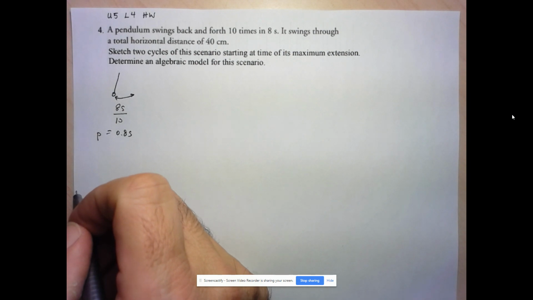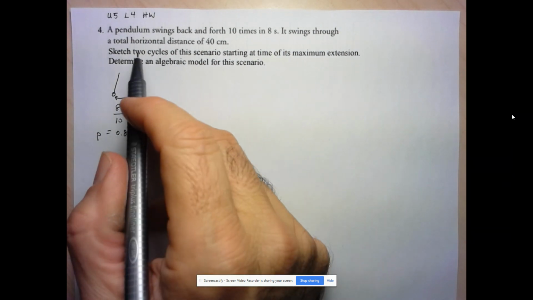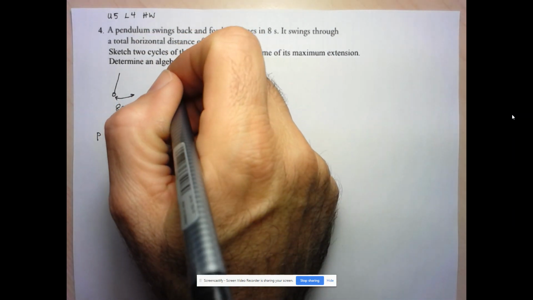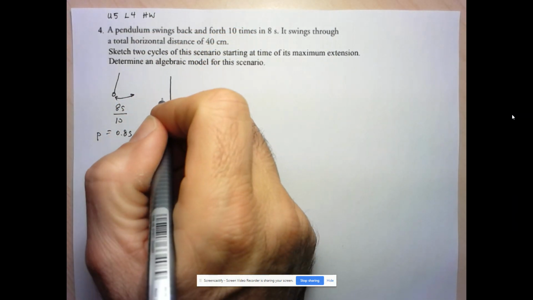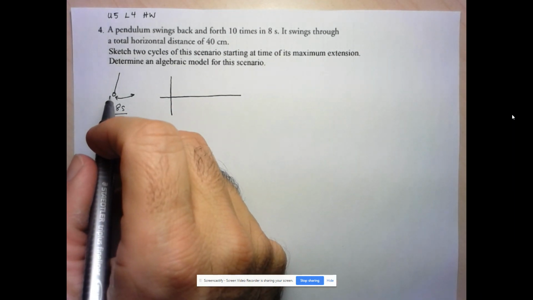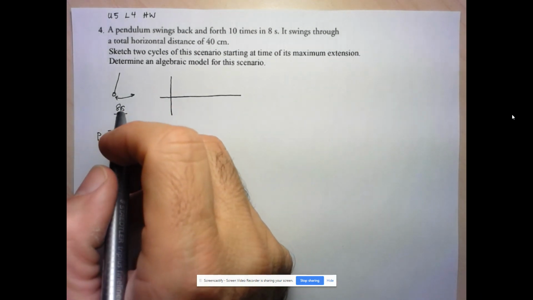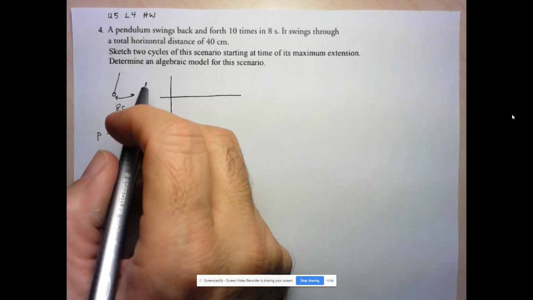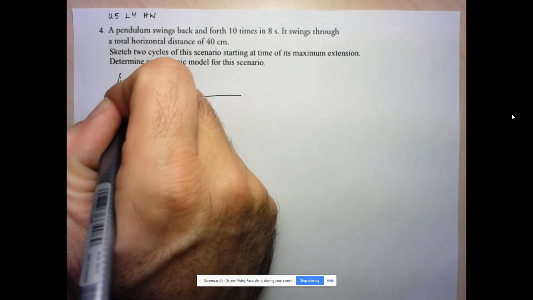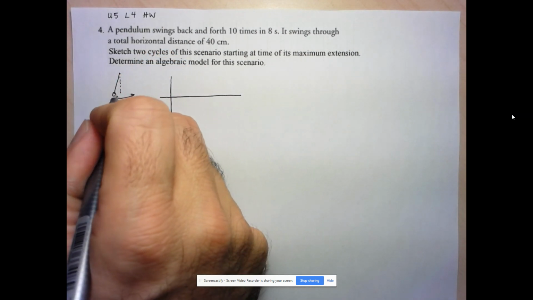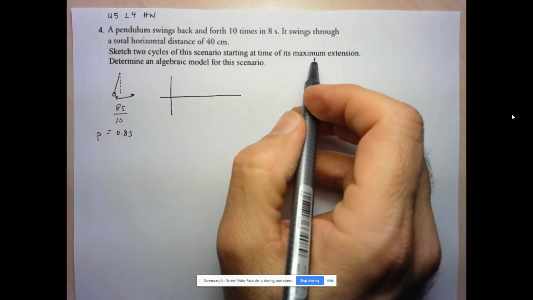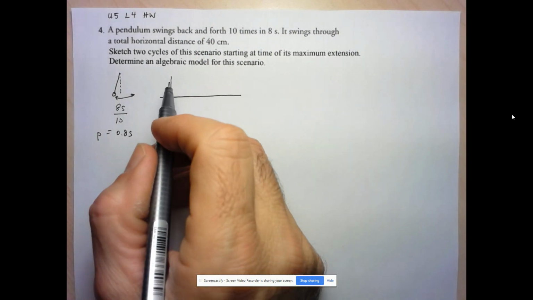I think what I'm going to do first is sketch the 2 cycles that they ask us to sketch here. So how we represent the distance of the pendulum really is up to you. In my algebraic model, I'm going to let the distance be the distance from the rest position, so the horizontal distance from the rest position. And they're telling me that I'm starting at the maximum extension. So that means I'm going to be starting at the maximum.